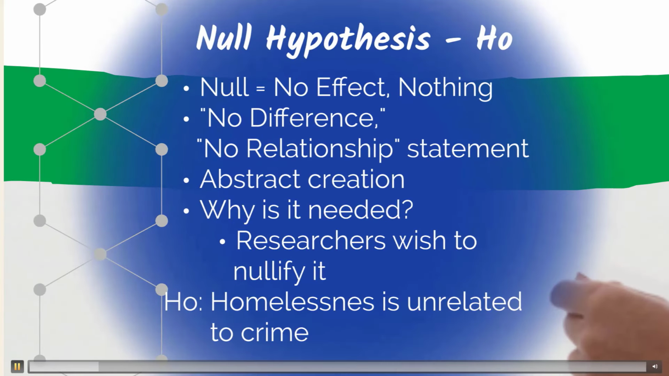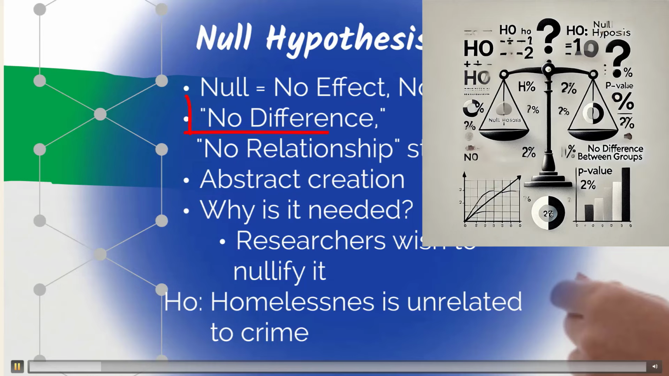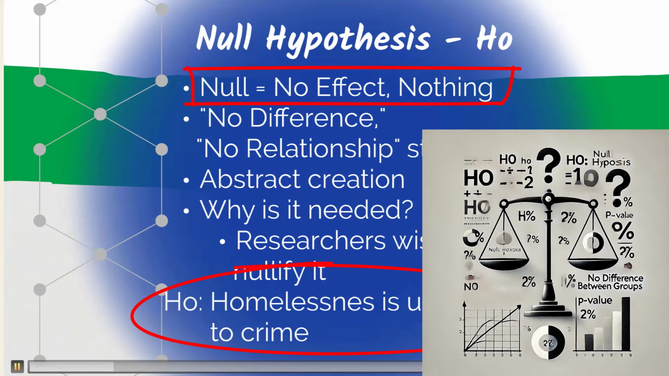The null hypothesis is a hypothesis of no difference or no relationship and is the one actually tested statistically. For example, homelessness is not related to crime. Null means no effect or nothing. So it basically states that there is nothing happening between the variables.